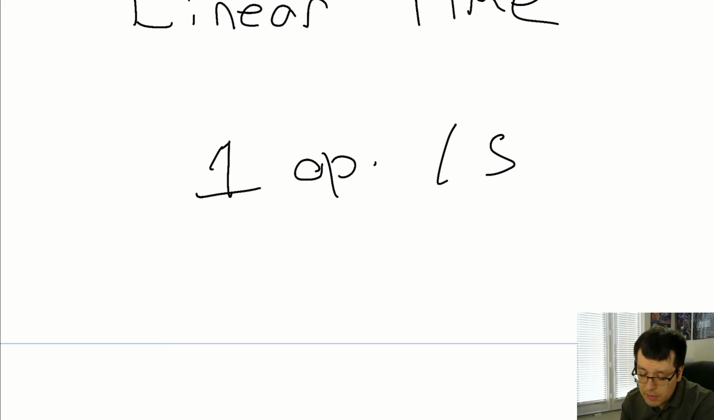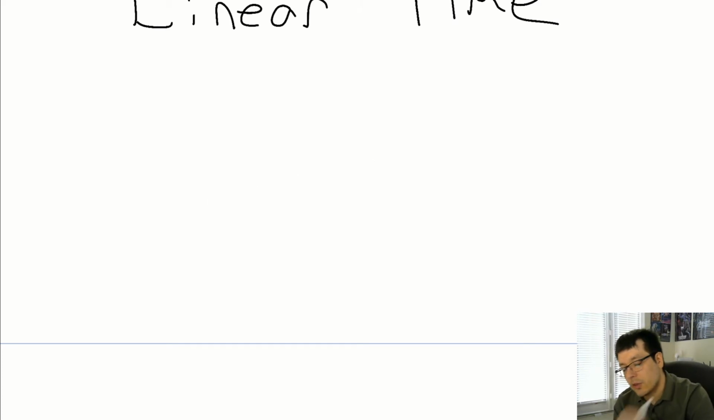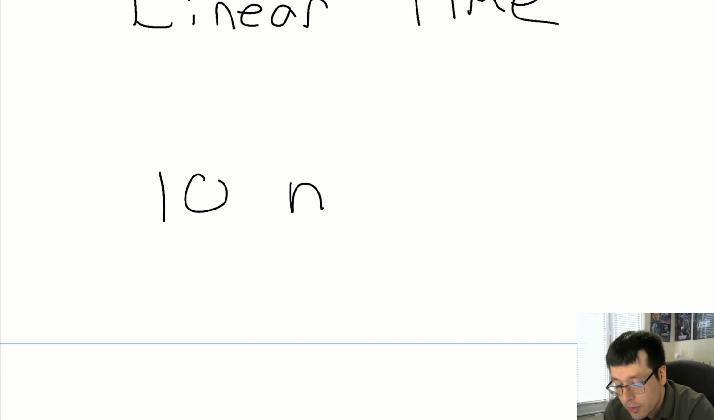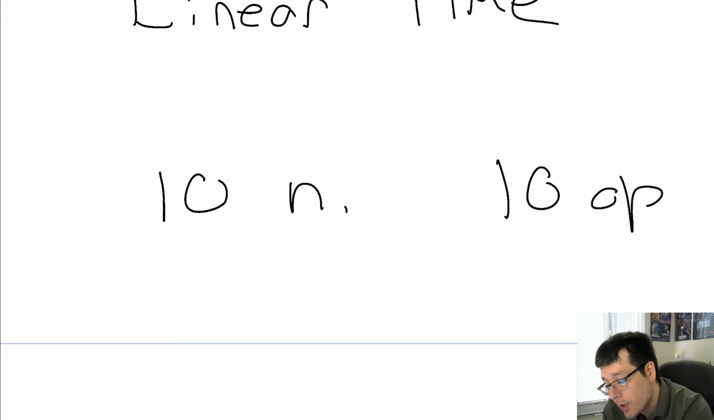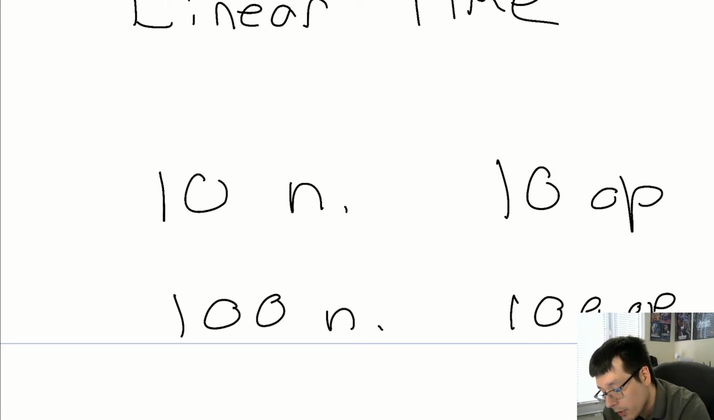Actually, let me change that. I don't like using the word second. So let's just say that for 10 numbers, we'll call it 10n, it takes 10 operations. But if you have 100 numbers that you have to work with, it takes 100 operations. Okay. This is a linear relationship.